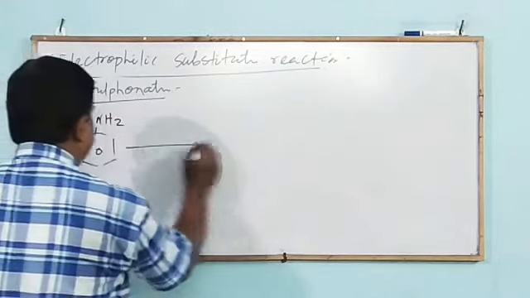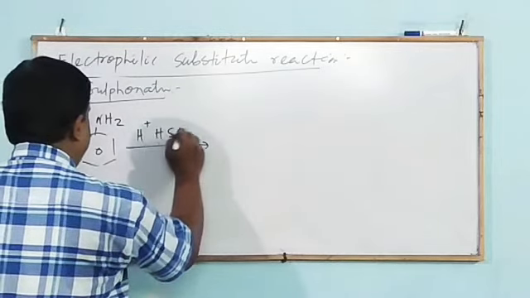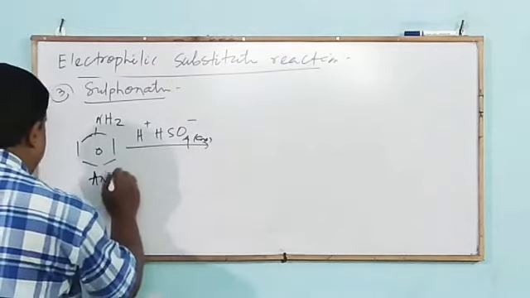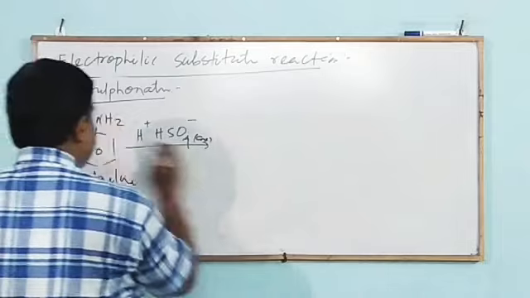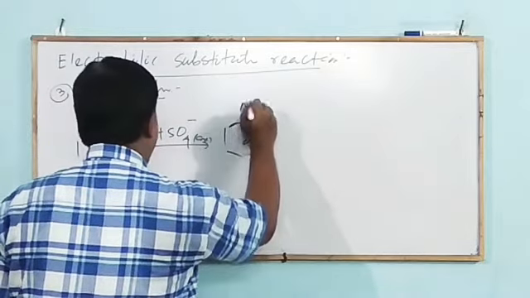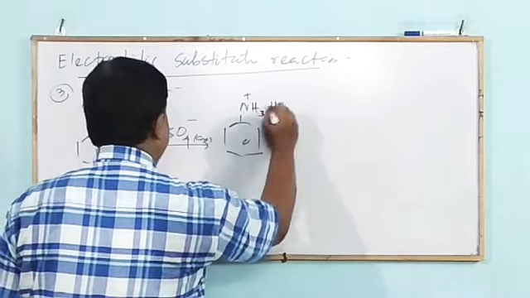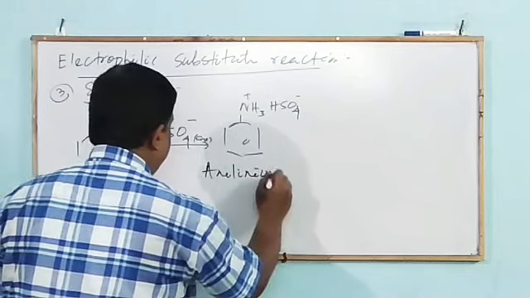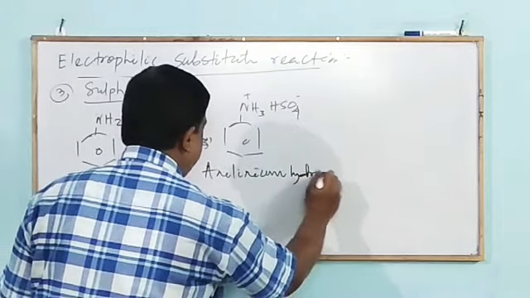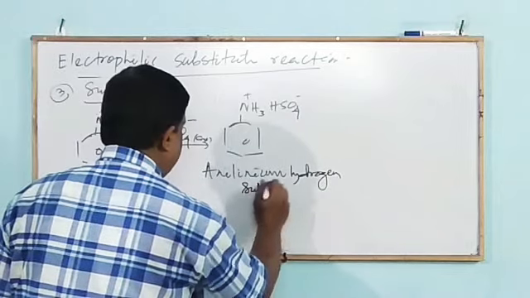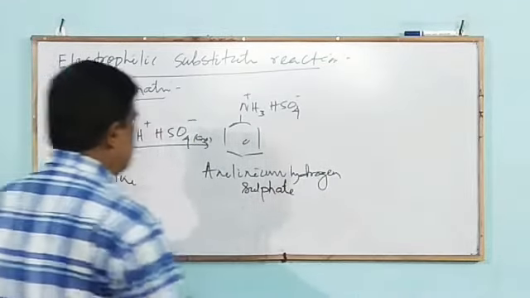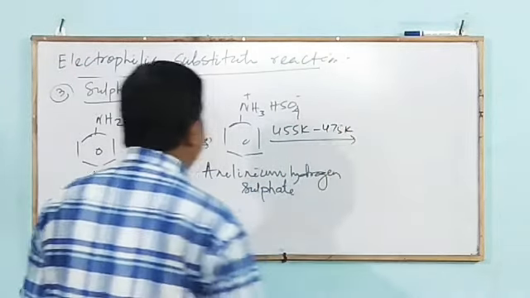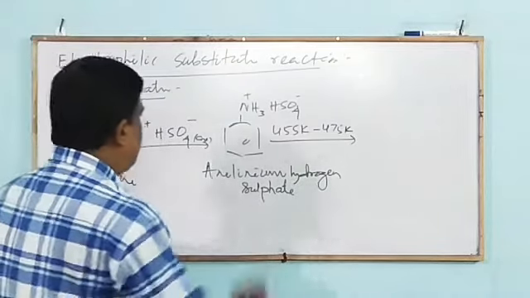When aniline reacts with concentrated sulfuric acid, aniline, being a base, accepts a proton to form NH3 plus HSO4 minus. That is anilinium hydrogen sulfate. When anilinium hydrogen sulfate is heated at 455 Kelvin to 475 Kelvin, what happens? It is an ortho and para director.